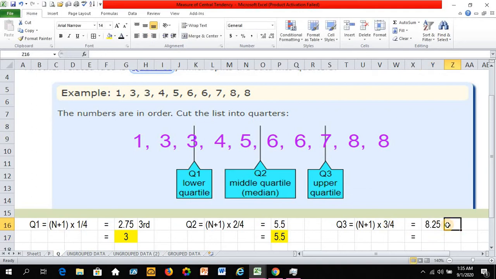Now, i-round off natin yan, magiging 8 observation. So, hanapin natin yung 8 observation: 1, 2, 3, 4, 5, 6, 7, 8. By the way, na-arrange na pala ito ng ascending order. So, pag ang row data ay hindi pa naka-ordered array, dapat i-arrange natin muna bago natin i-execute yung computation. So, ang 8 item natin dito ay 7.